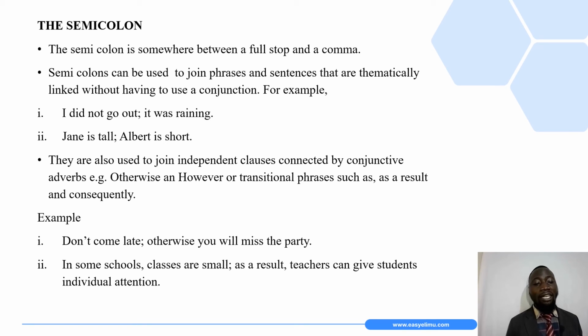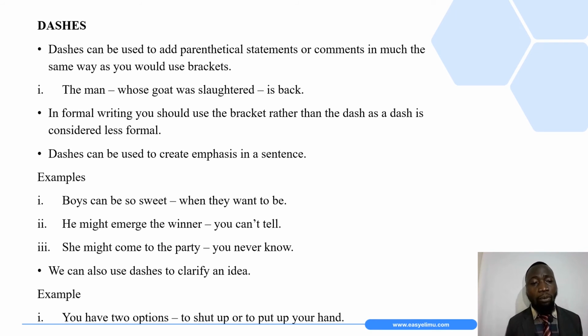So the two sentences are showing how the semicolon can be used to join independent clauses that are connected by a conjunctive adverb. The first sentence talks about the conjunctive adverb, and the second sentence talks about the use of the semicolon together with transitional phrases. So on to the next punctuation mark: dashes.